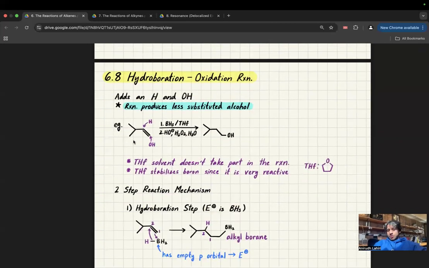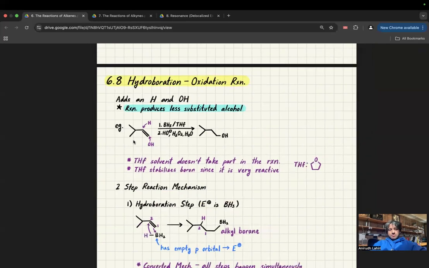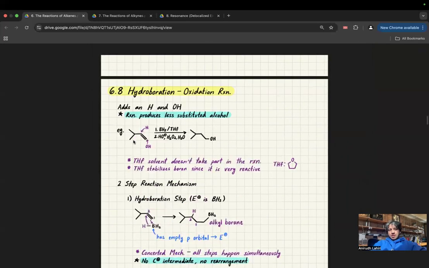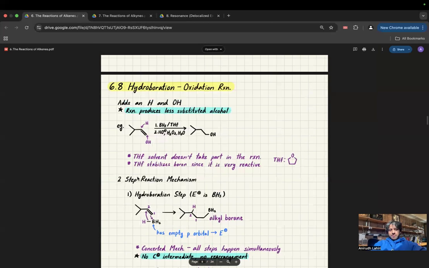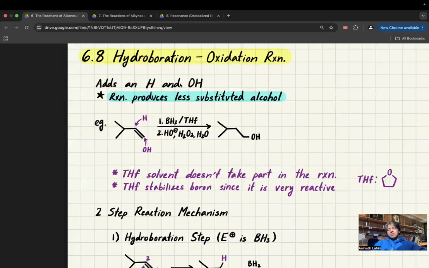Hydroboration oxidation. So this is one of the first really challenging mechanisms that you'll learn. What this is doing is adding an H and an OH, which we saw already how to do. The difference is it produces the less substituted alcohol, right? Because we learned how to do this with H2O in acidic conditions, but we learned that the H would add here because of Markovnikov's rule, and the OH would add here. So why are we adding an OH here?